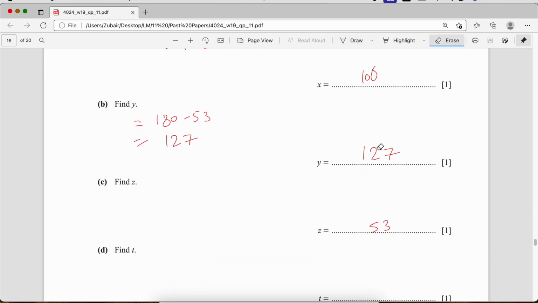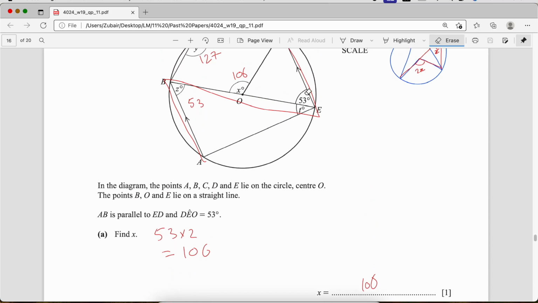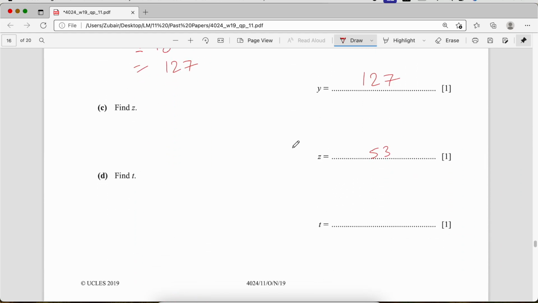And last one is finding t. Now BE is a diameter, angle subtended on diameter is 90, so we do have these two angles, and t is again sum of triangle. So t is equals to 180 minus 90 minus 53, that's 90 minus 53, 90 minus 50 is 40, 3 goes away again, 37.